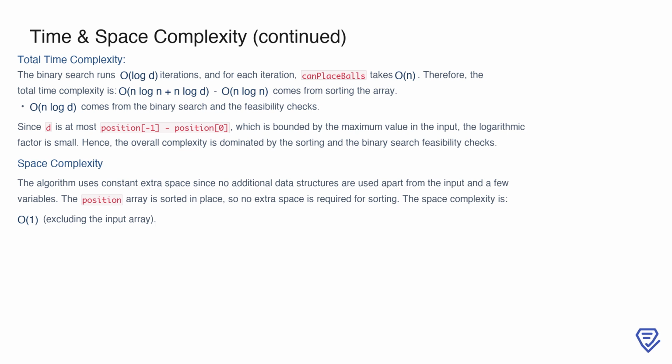Moving on to space complexity, the algorithm operates with constant extra space. The position array is sorted in place, and apart from a few variables used during computation, no additional memory is allocated. As a result, the space complexity is O(1), excluding the input array, which makes the approach highly space efficient.